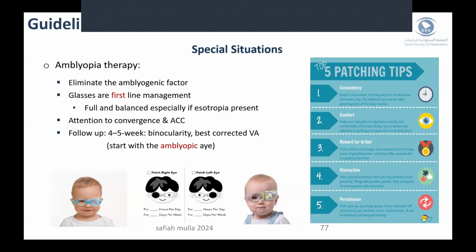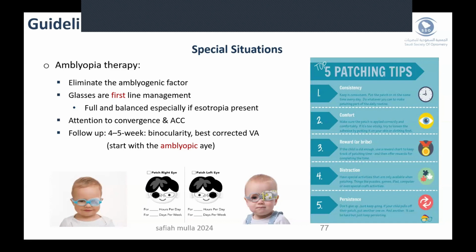I know that dealing with amblyopia is a long story and it's complicated. We may have a lecture regarding amblyopia treatment methods in the future, but this is the main point now. You follow them up at 4 to 5 weeks maximum. You measure their binocularity when they come to be sure that they are doing fine. And then you give them a best corrected visual acuity.